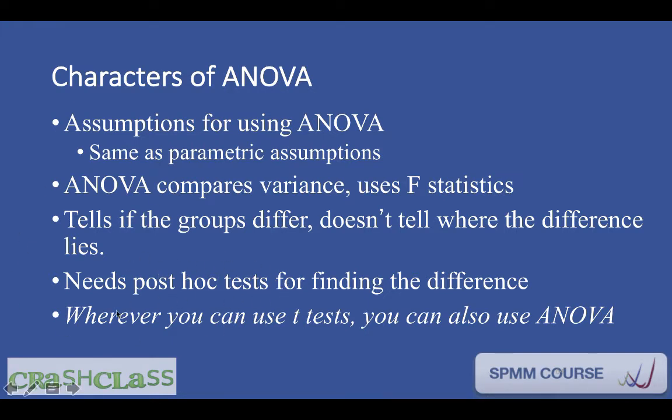So first you do ANOVA, find out if there is a difference or not, and then you do a t-test to find out where the difference is coming from. So whenever you use ANOVA, you can use a t-test. Okay, the vice versa is also true. Whenever you use a t-test, you can use an ANOVA.